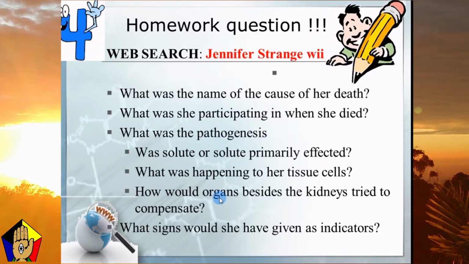And then how would the organ beside the kidney try to compensate for this? Right? Because she was doing something where she was actually not using her kidneys, so other organs had to try and compensate. So in other words, what signs would she have given as indicators that she was in trouble? So go ahead and pause, write that down, and do the Google search. It's kind of an interesting article too, and you've just learned about another disorder.